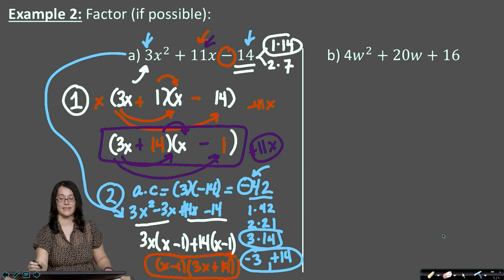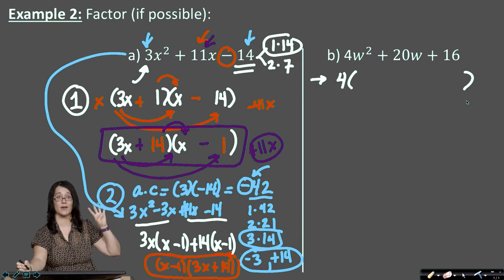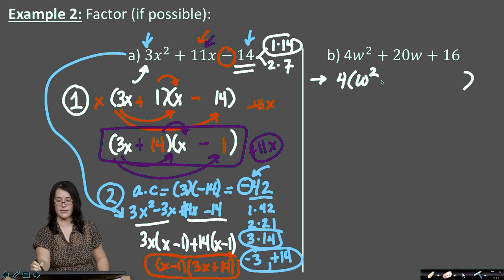Okay. So let's say you decided you're going to do educated guess and check, or maybe you're going to do the AC method. What's the first thing you did? You found the GCF. Great job. That makes your life a lot easier because this time there's a 4 in common, isn't there? There is a 4 in common. So we would have 4 times w squared plus 5w plus 4 in parentheses.